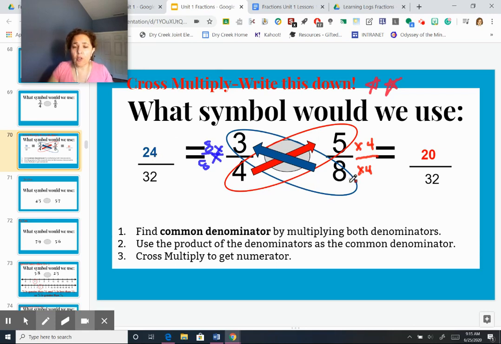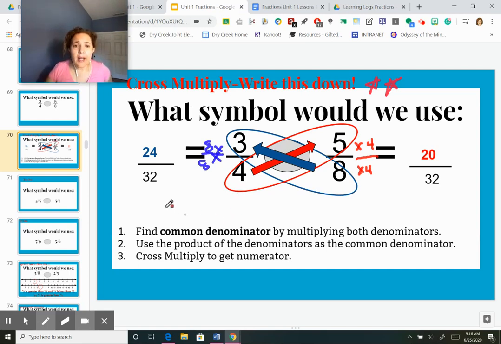And it's the same thing for this one. My common denominator is 32. 8 times what is 32? 8 times 4 is 32. So if I multiply the bottom by 4, I got to multiply the top by 4. Whatever I do to the bottom, I got to do to the top. Whatever I do to the top, I got to do to the bottom. So 8 times 4 is 32. 5 times 4 is 20. So that's basically why we're able to do the cross multiplication. That's why that works, because you're finding a common denominator.